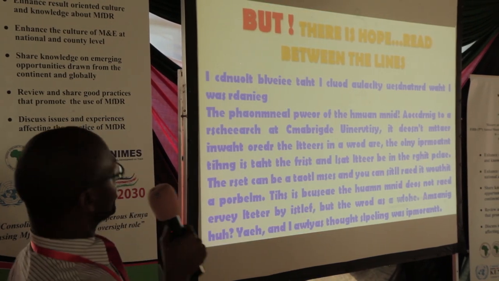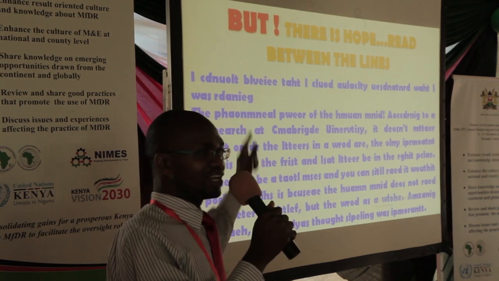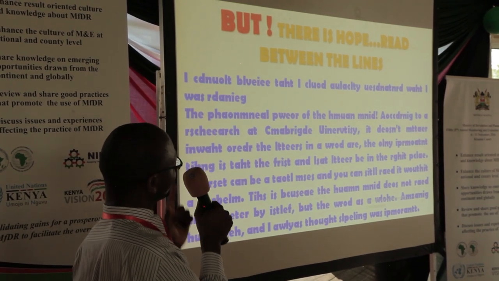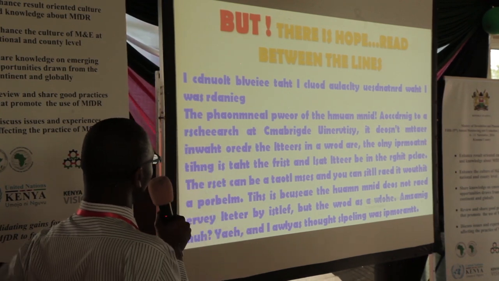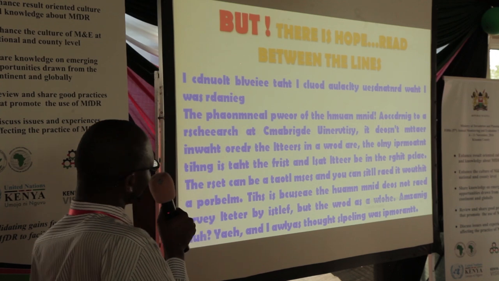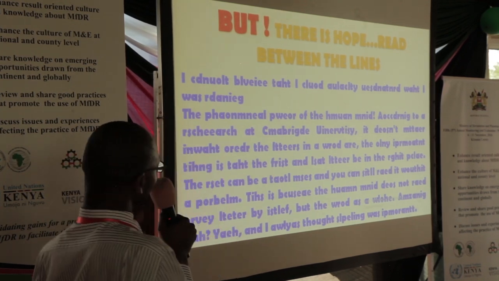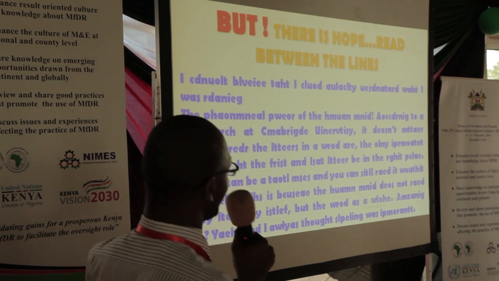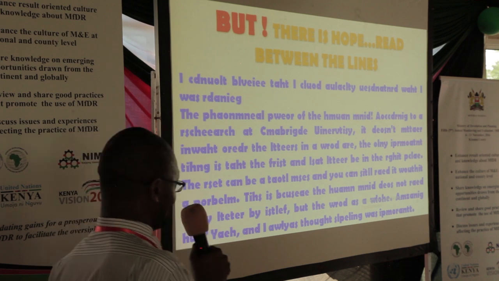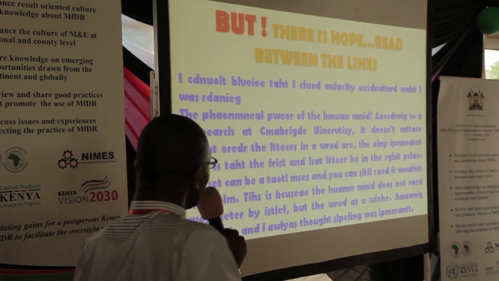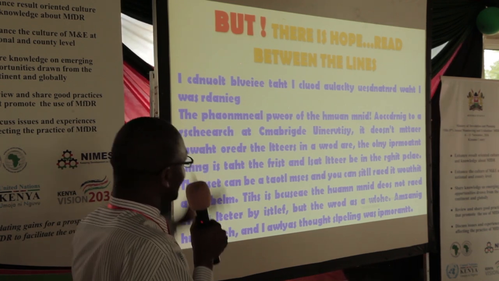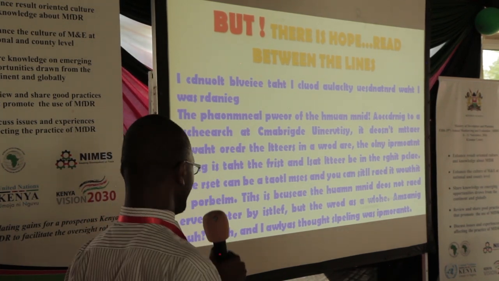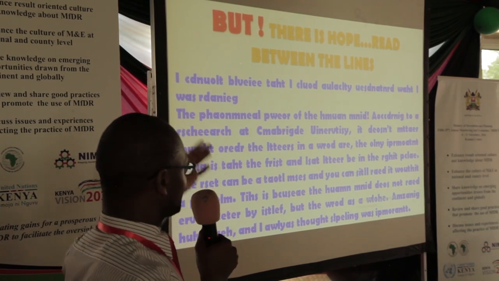But there is hope. When you read between the lines, let's start. I could not believe that I could actually understand what I was reading. The phenomenal power of the human mind. According to a research at Cambridge University, it doesn't matter in what order the letters in a word are, the only important thing is that the first and the last letter be in the right place. The rest can be a total mess, and you can still read it without a problem. This is because the human mind does not read every letter by itself, but the word as a whole. Amazing, huh? Yeah. And I always thought spelling was important.